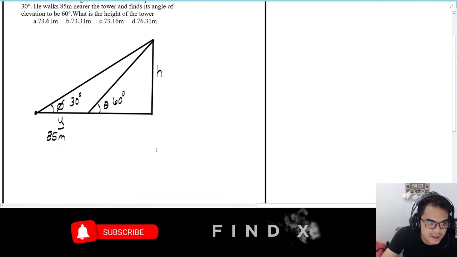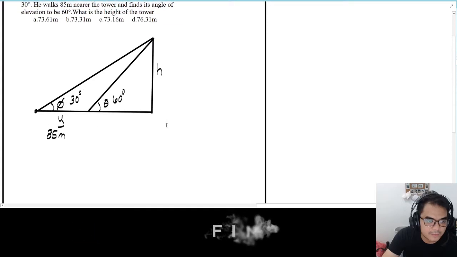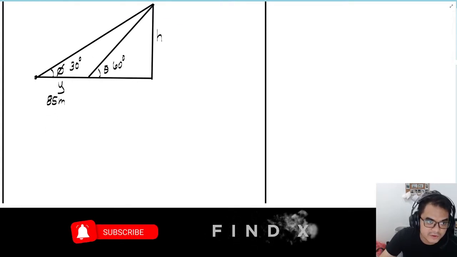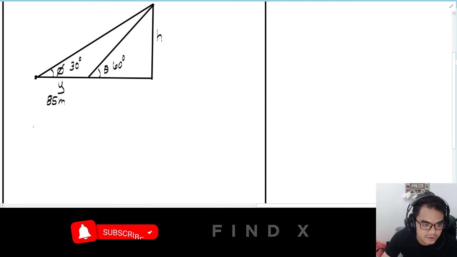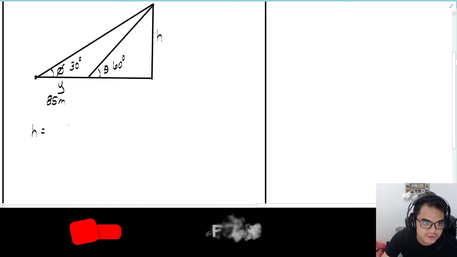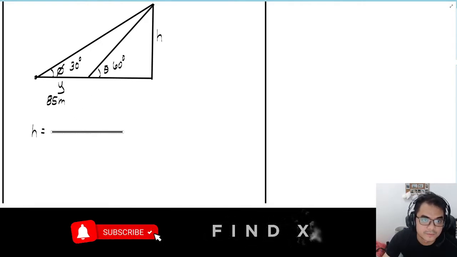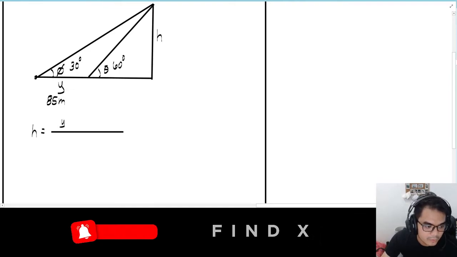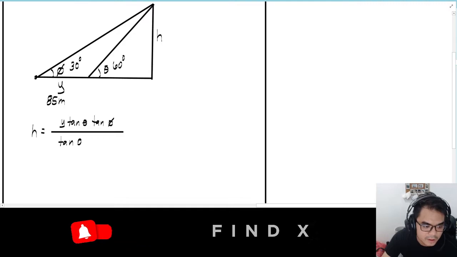So I'll be showing you the shortcut. As I said earlier in the video, I will be answering the problems here as fast as I can. So I'll be answering this just using the shortcut. So h here is just a formula already. So this is equal to y, okay, tangent theta, tangent phi, all over tangent theta minus tangent phi.